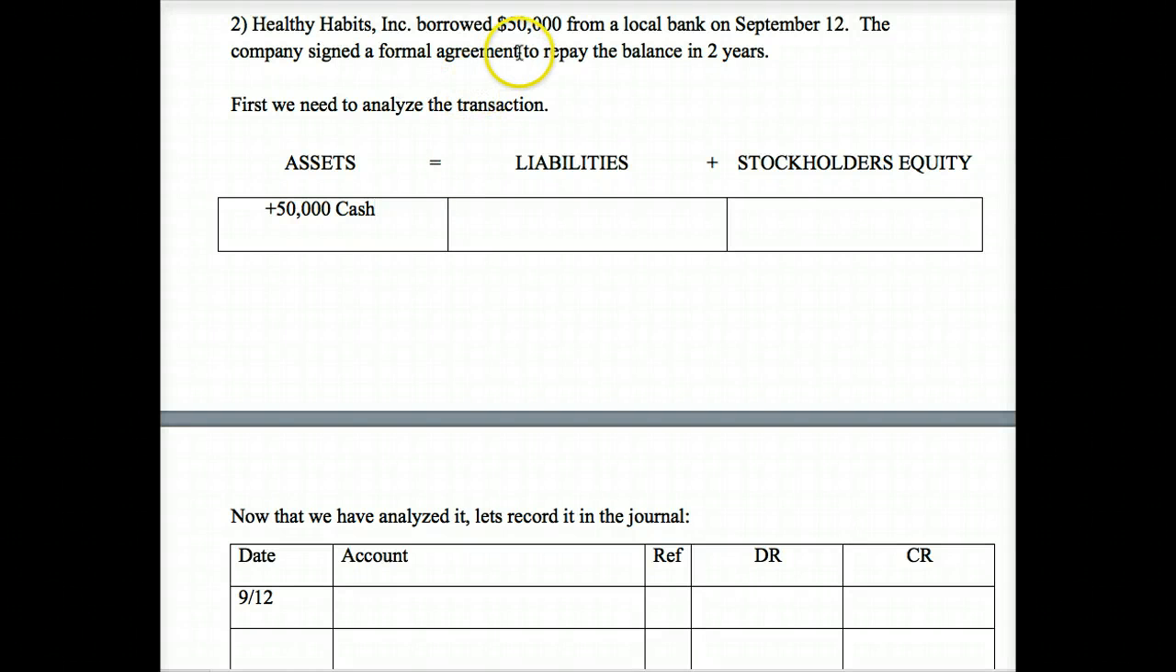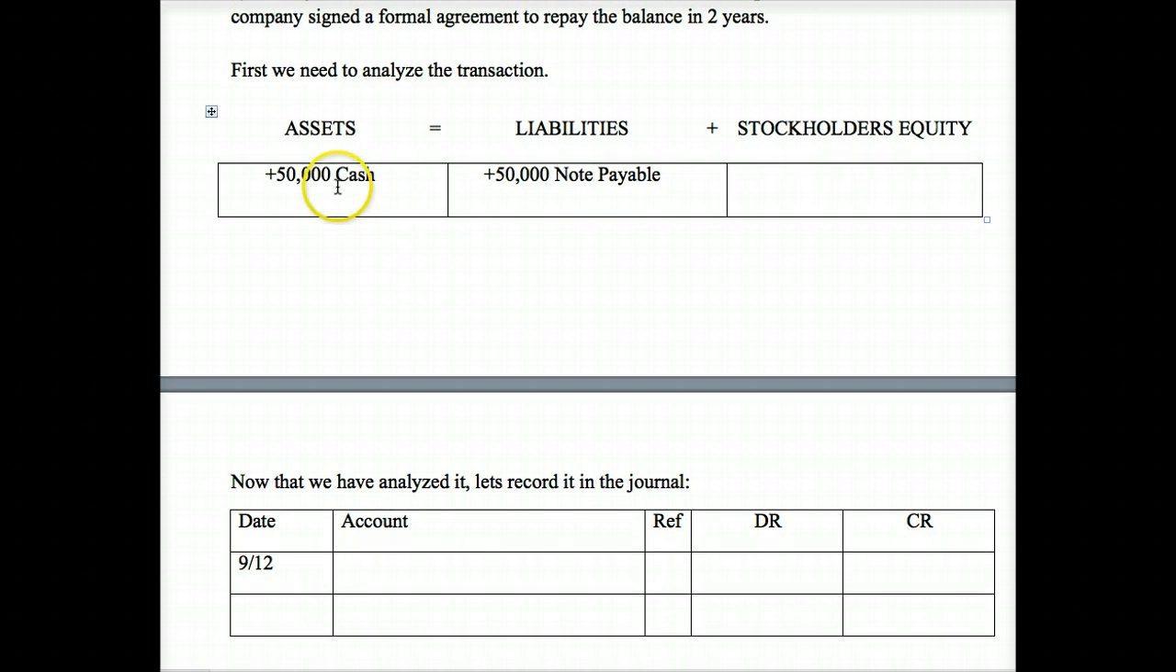If it is an official document, a signed agreement, then we call it a notes payable. So since it's something owed, it's a liability. Our liabilities are going up in the form of a payable, and specifically it's going to be a note payable. All right. So we've analyzed the transaction. We know our assets are going up. We know our liabilities are going up.